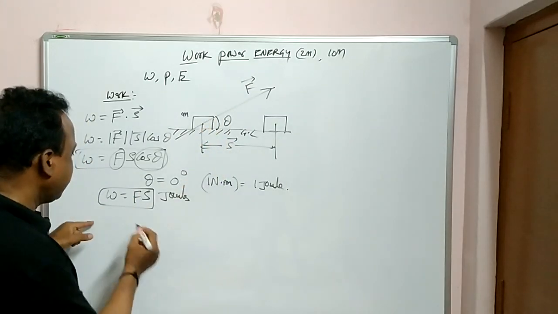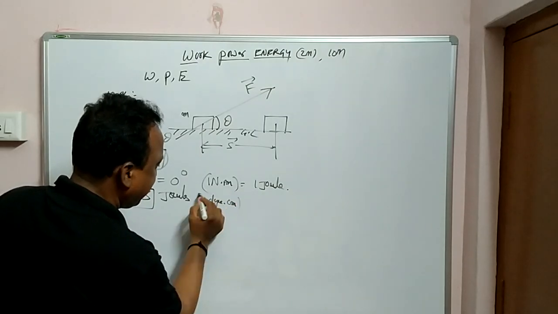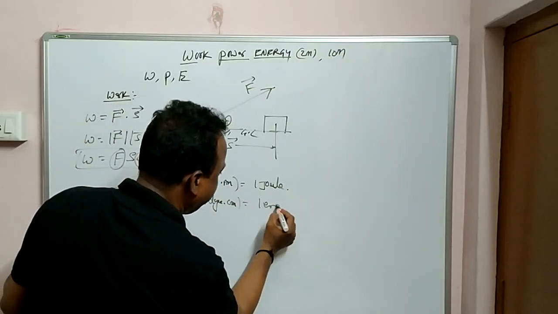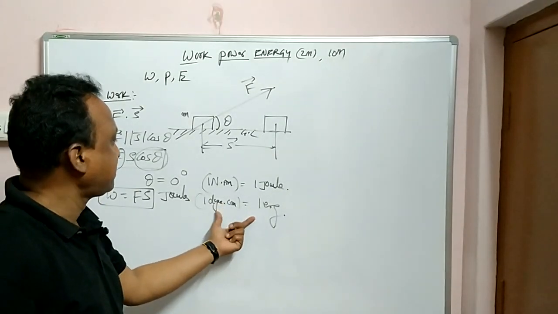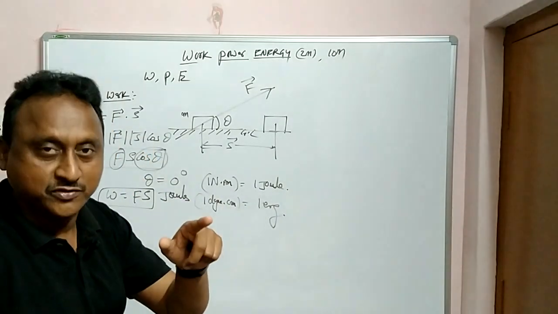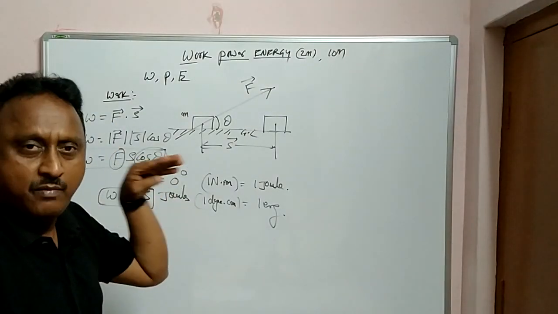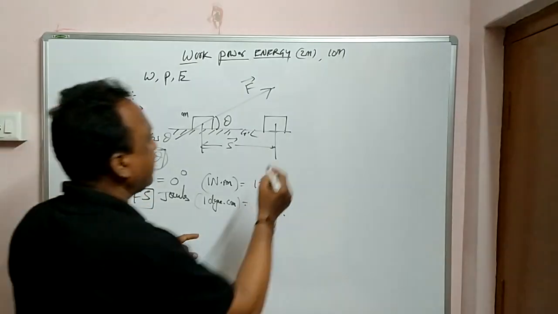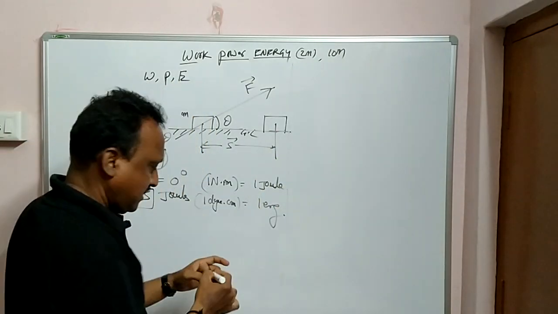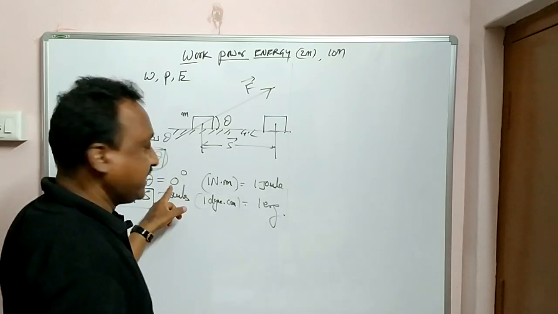In the same way, you can write down the CGS unit also. CGS means dyne, 1 dyne into 1 centimeter is equal to 1 erg. These are the units of work done by the force. And F cos theta is the component along the displacement. Now you can comment on this for different cases. That is, already we did theta is equal to 0.